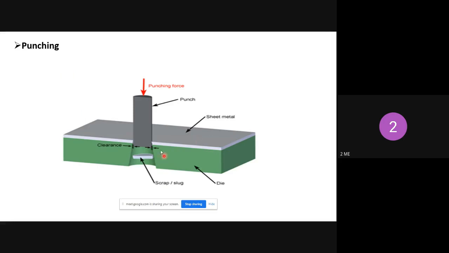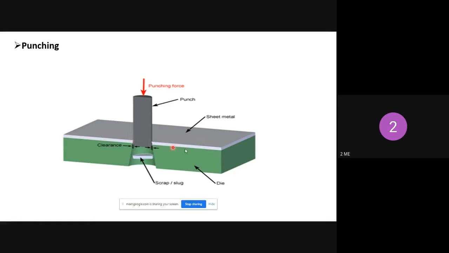The remaining portion is the useful work. It is the same as the piercing operation. The difference is that the punching operation can be used only for creating a hole in the workpiece. Other designs are not possible in a punching process. The remaining operations we can carry out in the piercing operation.